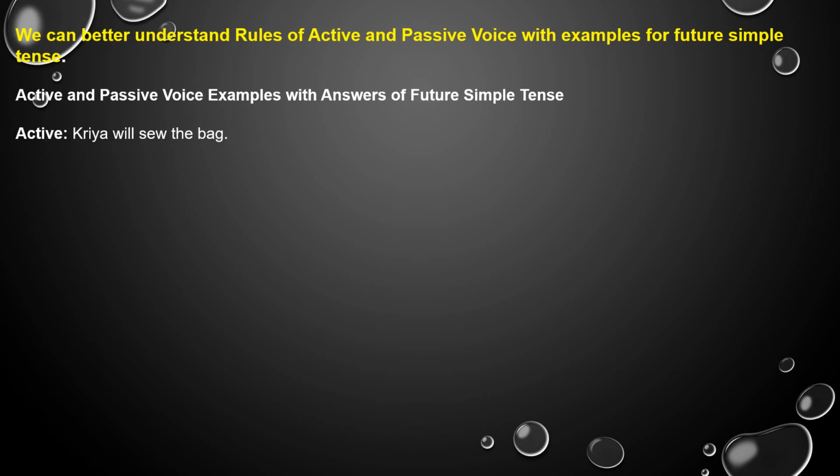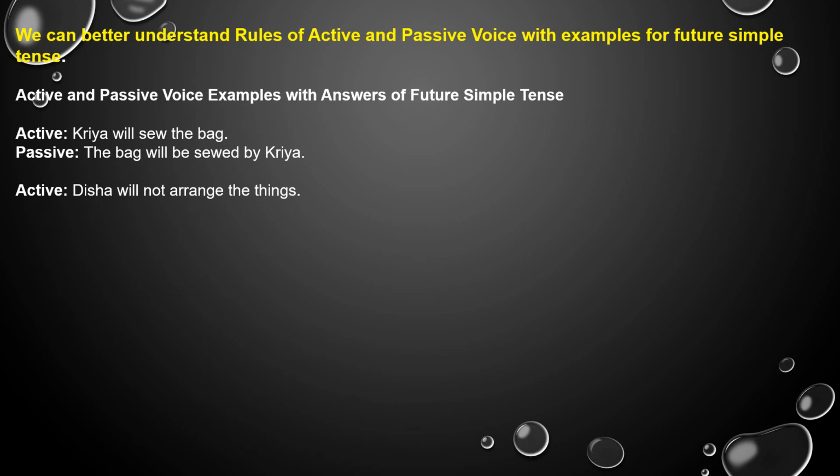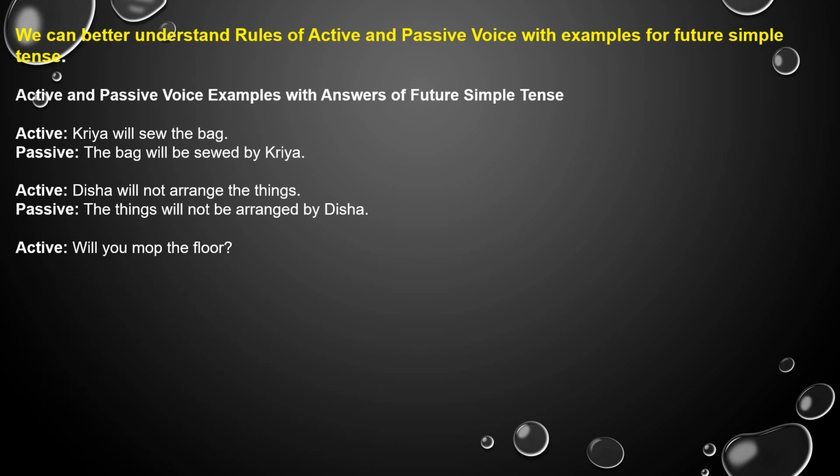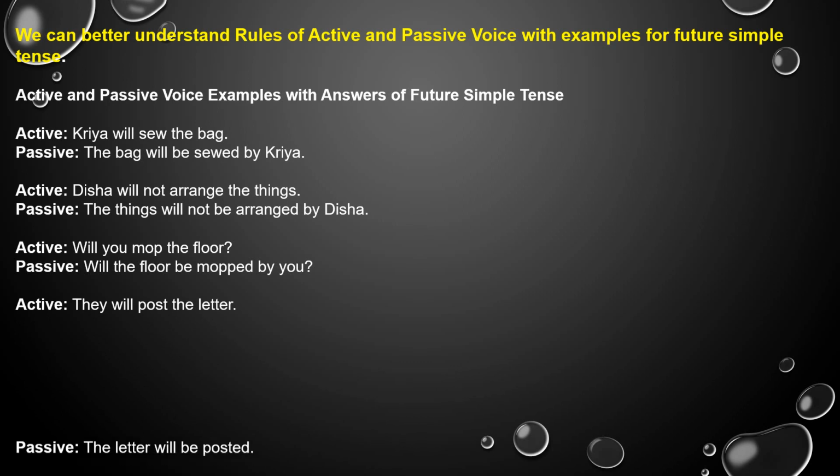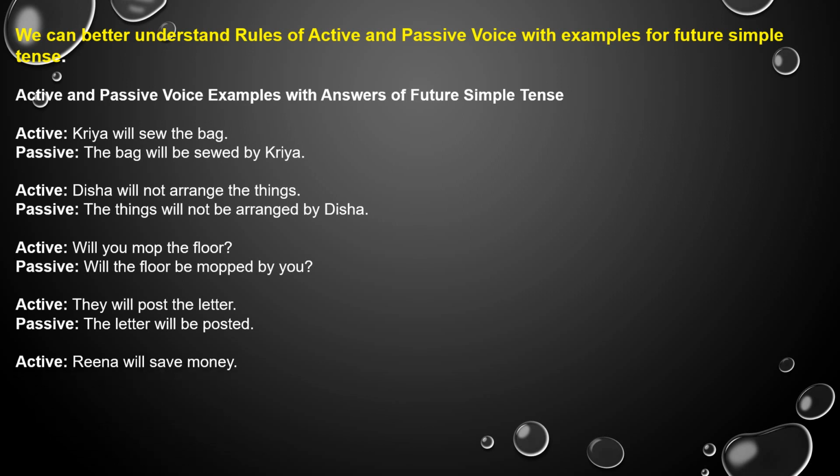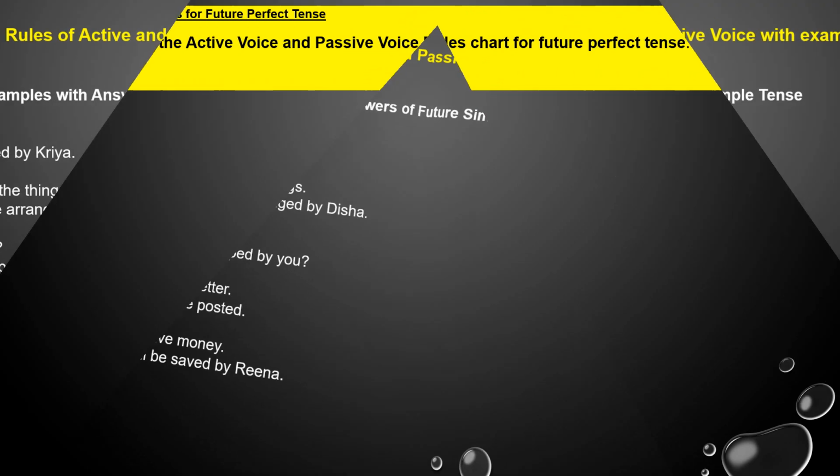Examples of active and passive voice for the future simple tense. Active: Kriya will save the bag. Passive voice: the bag will be saved by Kriya. Next, active: Disha will not arrange the things. The things will not be arranged by Disha. Next, will you mop the floor? Will the floor be mopped by you? Next, active voice: they will post the letter. The letter will be posted by them. Next, Rina will save money. Money will be saved by Rina.